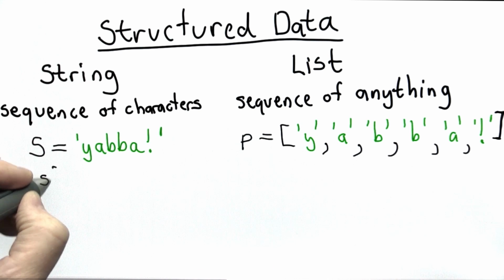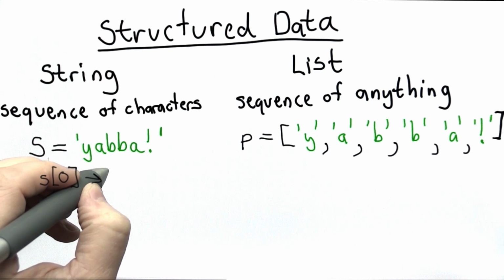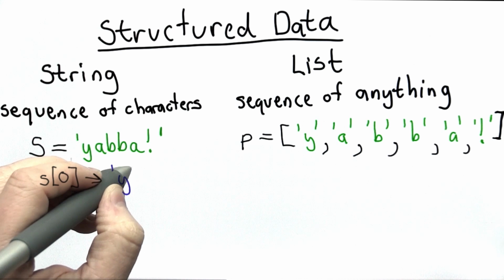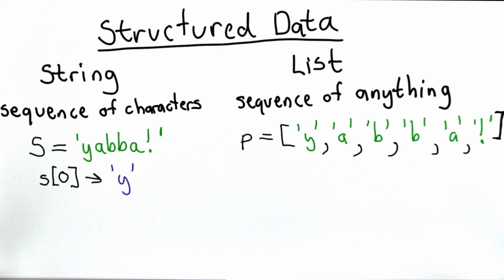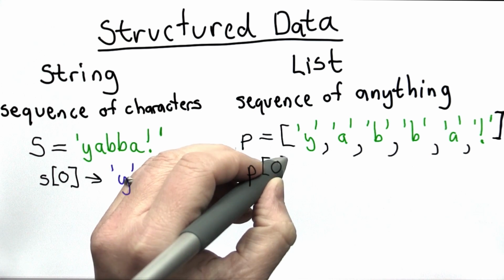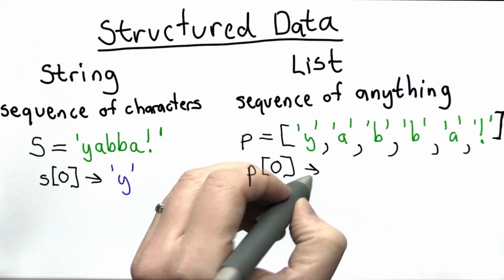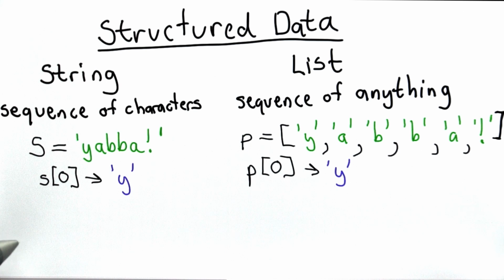With a string, we could use the square brackets to select elements. And when we index element 0, we'll get the first element of the string, a sequence of that character, which is the character y. With lists, we can also use square brackets to access elements. So if we do p square bracket 0, that will evaluate to the first element of p, which is the string containing the single letter y.